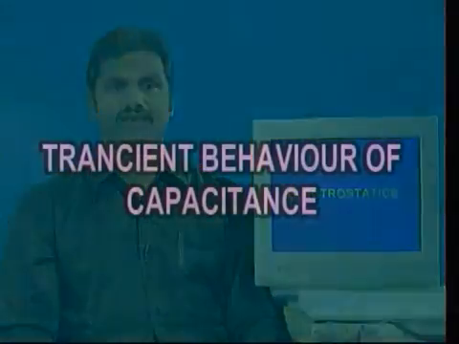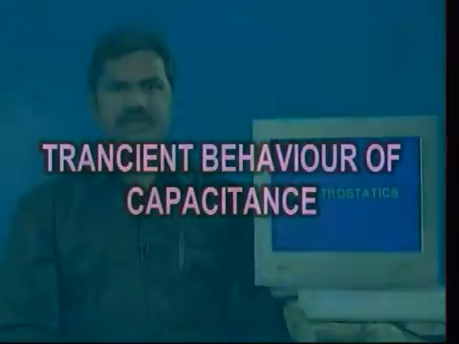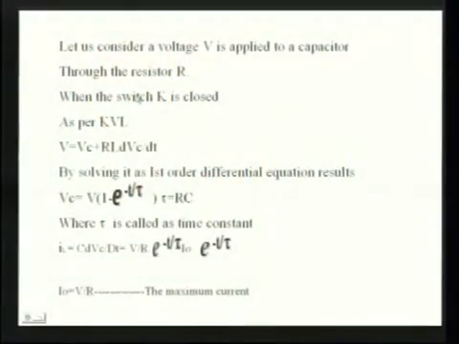Dear students, we almost come to the last resort of electrostatics. Now we have to observe the transient behavior of the capacitor. Transient means large magnitude in small time. Let us consider the transient behavior of the capacitor. Let us say the voltage V is applied across a capacitor which is connected in series with a resistor R.